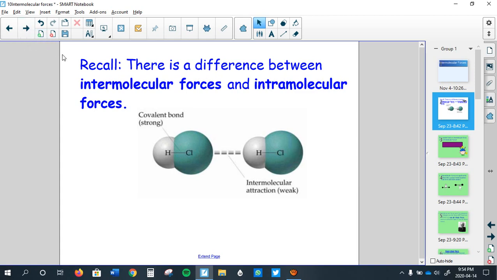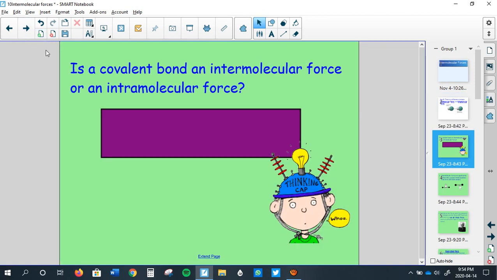Now, having said that, making sure you're paying attention, here's a question. Is a covalent bond an intermolecular force or an intramolecular force, and why? Take a moment, think about this, pause it before I reveal the answer. Go ahead, press pause. Great, now that you have thought about it and unpaused, here is your answer.